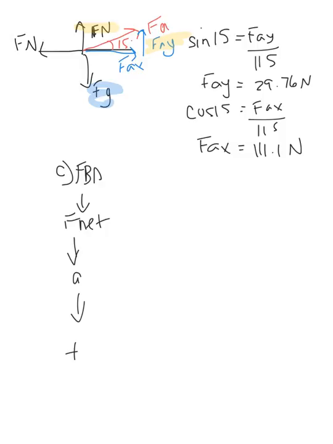It's FAY plus FN is equal and opposite to FG. Going from left to right then, we've got a normal force and our FAX, and that's what's going to make up our F net because those are the only two unbalanced forces. So F net is our FAX and our friction force. We know FAX, but we don't know our friction force, so we're going to have to find that first using the coefficient of friction.